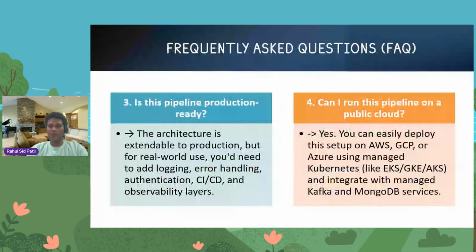Let's finish up with two more questions I often get after this session. Is this pipeline production ready? The architecture is definitely production extensible, but for real world use, you'll want to add proper logging, error handling and retries, authentication and access control, CI/CD pipelines for deployment, observability with tools like Prometheus, Grafana, or OpenTelemetry. In other words, the core skeleton is ready, but real world polish needs operational hardening.